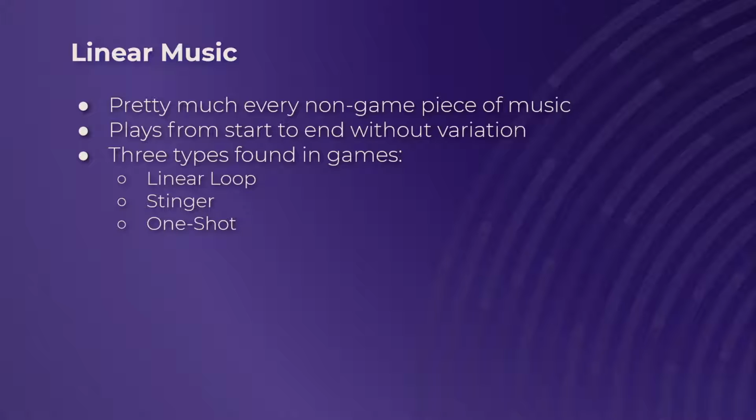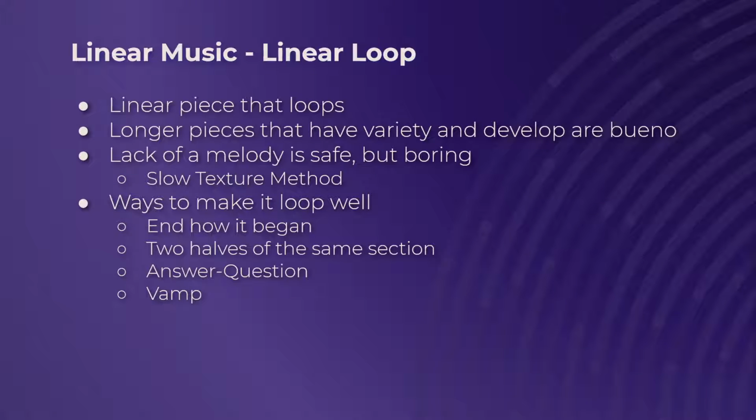And take a shot every time I say there's blank amount of something. But there are 3 types of linear music that are found in games. So there's the linear loop, there's the stinger, and there's the one shot. So just remember when we're going through these, all 3 of these play from start to the end without any variation at all. So the linear loop is the first type.